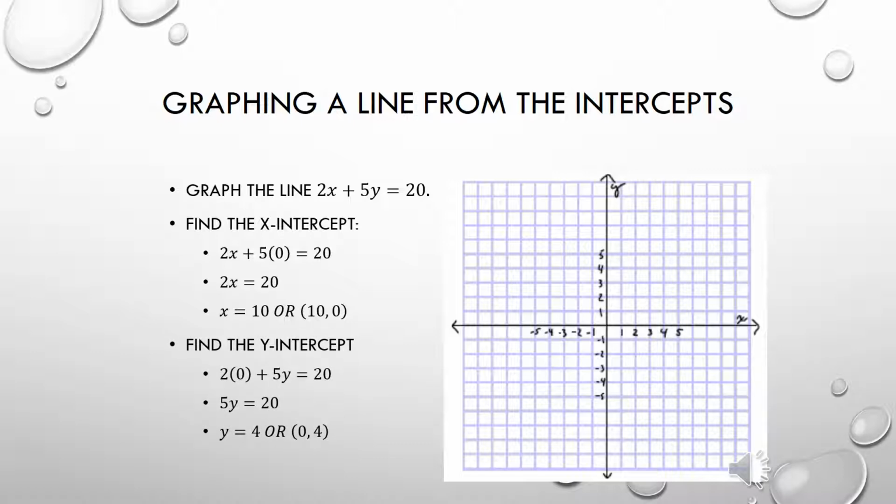The y-intercept, we plug in 0 for x. So 2 times 0 is 0, plus 5y equals 20. So 5y equals 20, divide by 5, y equals 4, or it's the point (0, 4). So then, I'm going to plot those 2 points. There's (10, 0). If you look at my graph, there's a red dot at (10, 0). And now I just placed one at (0, 4). Now, I'll take a straight edge and connect the dots. And I'll put my original function on the line, which is 2x plus 5y equals 20.